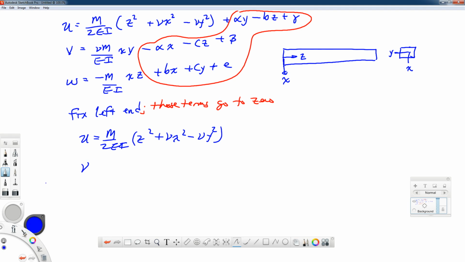The v displacement term is equal to M over EI times nu xy, and we get the w displacement term to be minus M over EI times xz.